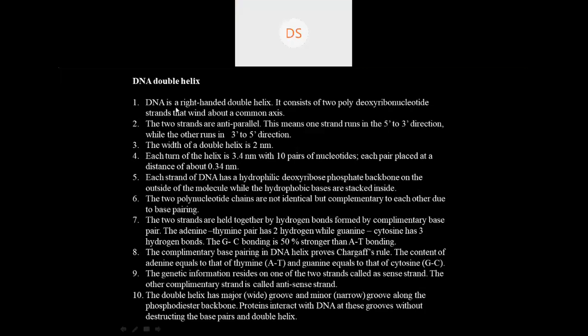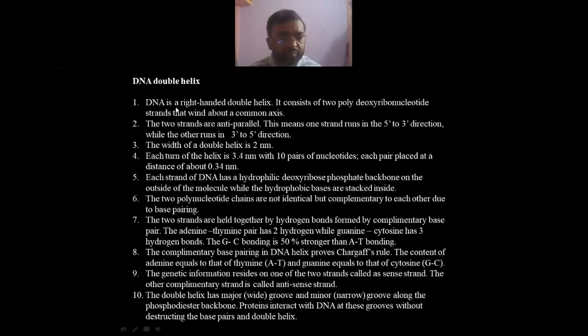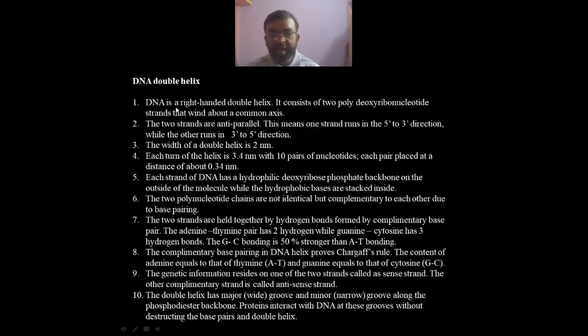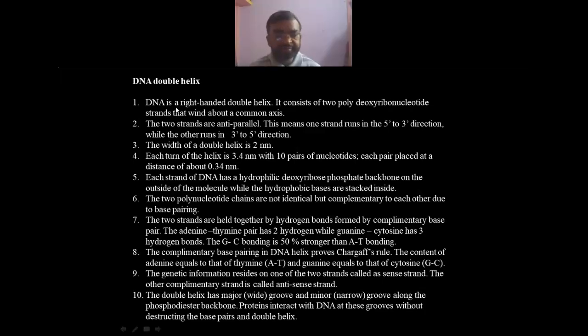The width of the double helix is 2 nanometer. Okay, very good, 2 nanometer. Actually, in several books it is also given in angstrom. Do you know the thickness of DNA in angstrom? 20 angstrom. Okay, very good. This is in nanometer. Okay, next.